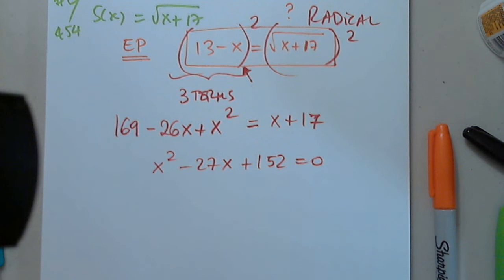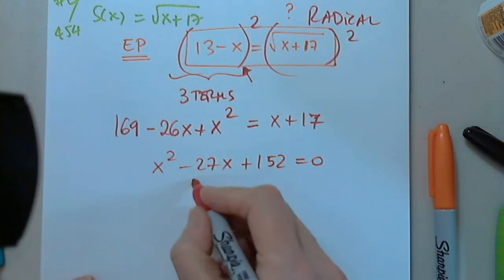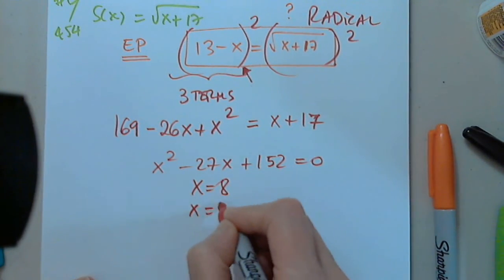So, yes, what does it want? Okay, so 1 and negative 27 and 152. I guess it's there, is it? Yes. Okay, 8 and 19. So x equals 8 and x equals 19.